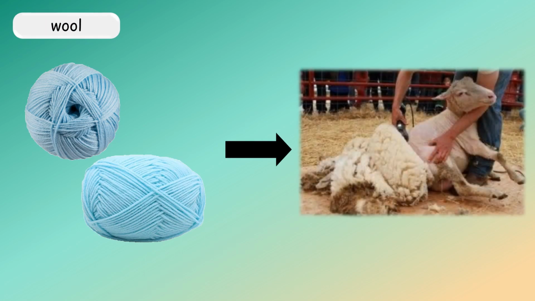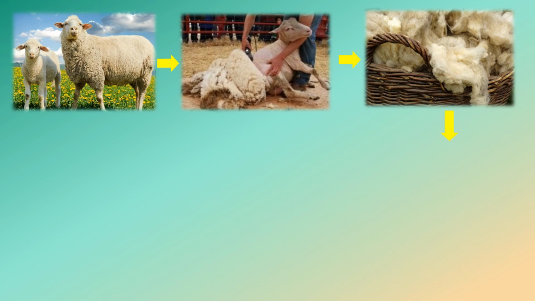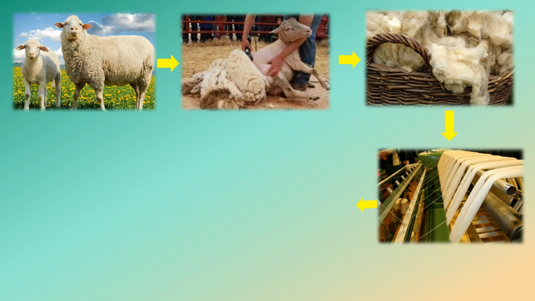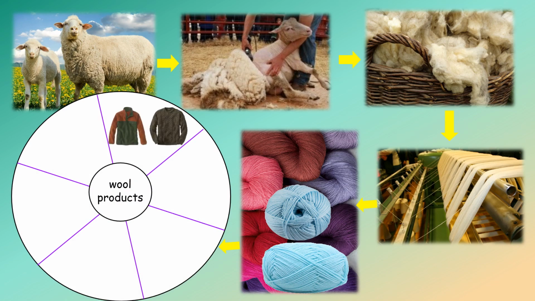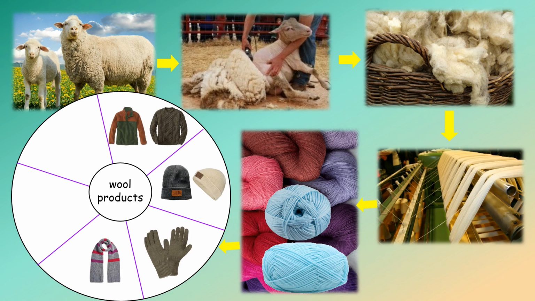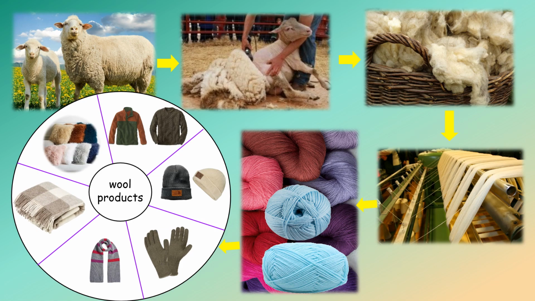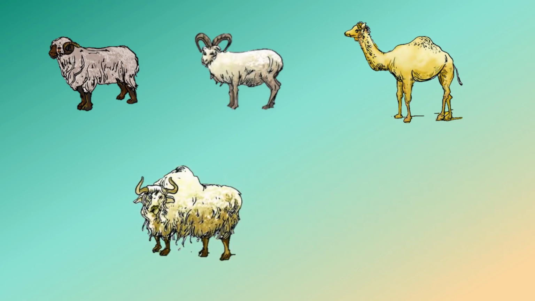Next one, wool. Wool is obtained from sheep fur. The fur or hair of the sheep is sheared, that means cut, and spun into reels of wool. The wool yarn is woven into woolen cloths. Using this yarn, we make many wool products such as sweaters, caps, blouses, scarves and mufflers, blankets and wool pillows. Wool is collected not only from sheep but also from goat, camel and yak.